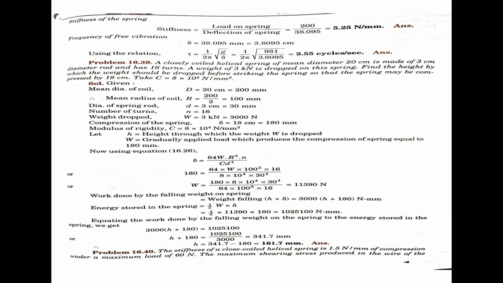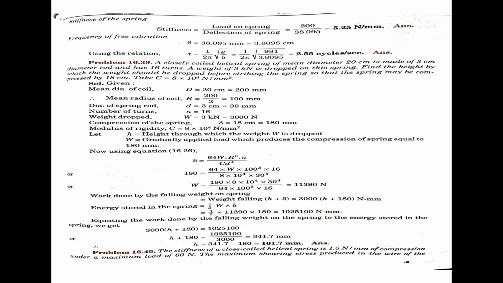A weight of 3 kilonewtons is dropped on this spring. Capital W is given as 3 kilonewtons, converted to 3000 newtons. Find the height by which the weight should be dropped before striking the spring, so that the spring may be compressed by 18 centimeters. Take C equal to 8 into 10 to the power of 4 Newton per mm square. We have to calculate the height.